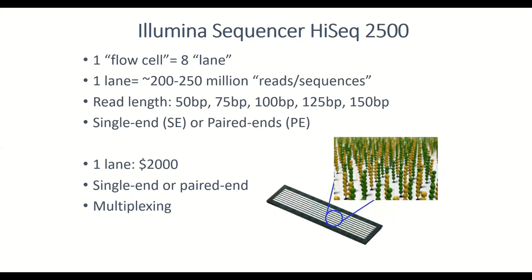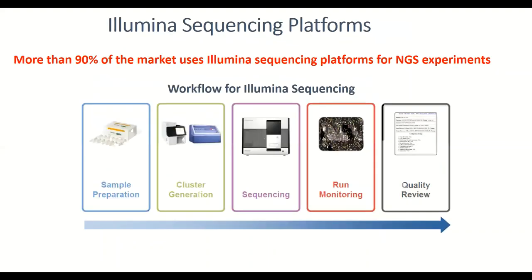Here is just a simple cost. And right now the latest platform is NovaSeq. This sequencer is extremely powerful and cost efficient. And here is a simple workflow. You start with sample preparation and cluster generation, which means, as I said, we inject the sample, the library, into each lane. And then the sequencing machine performs the sequencing.